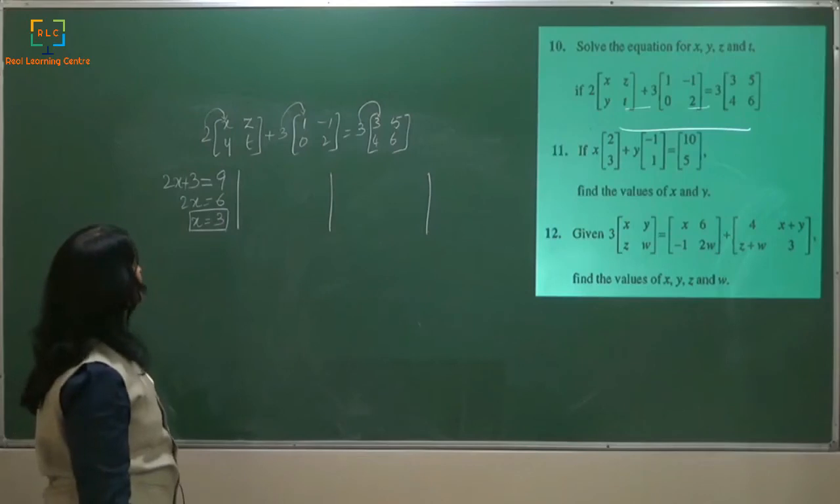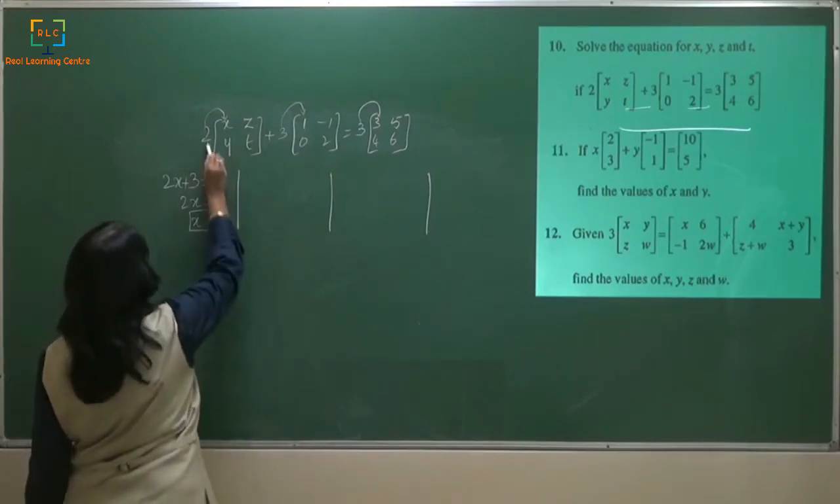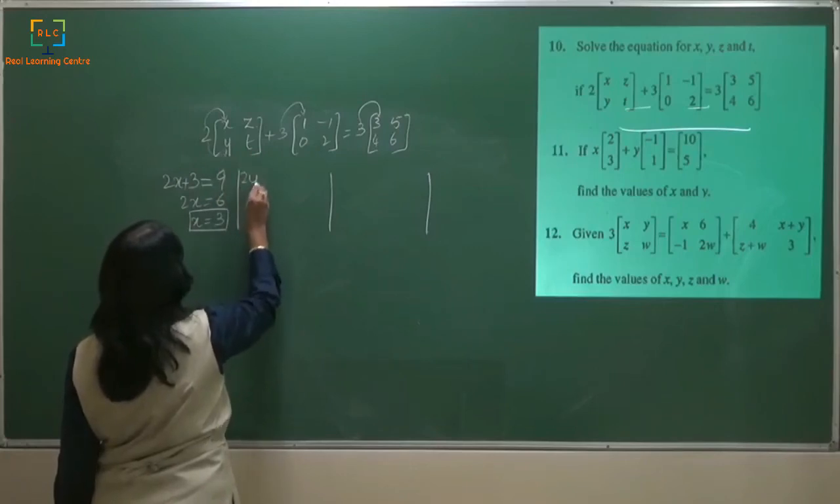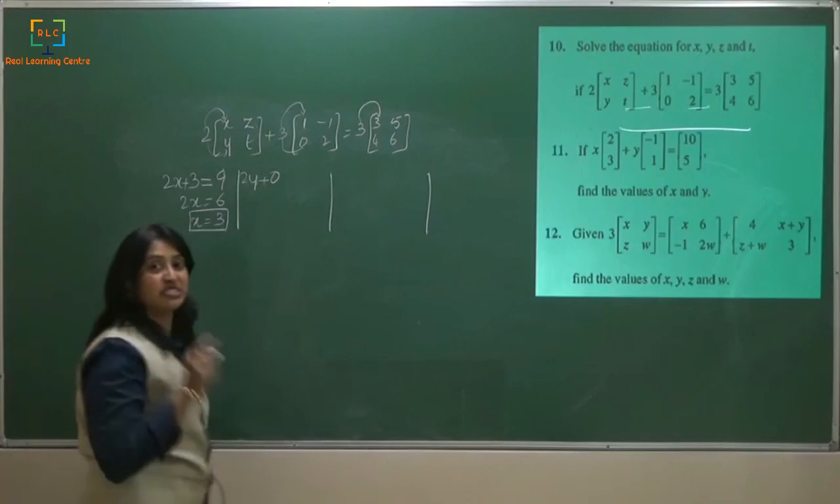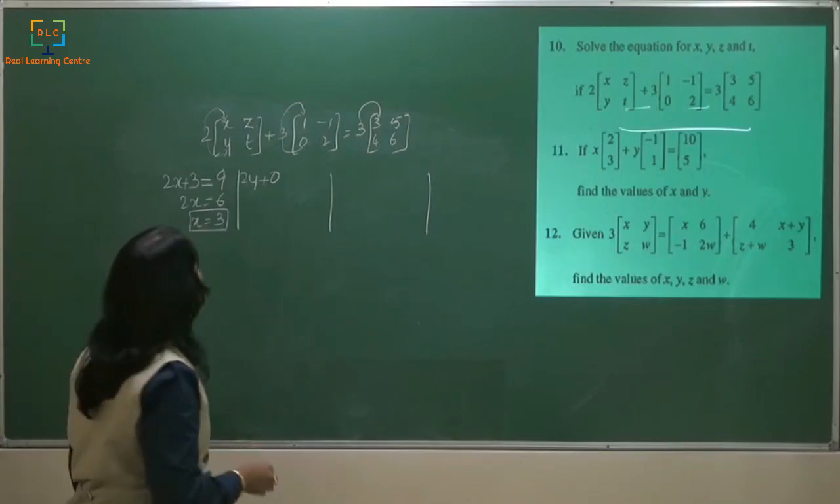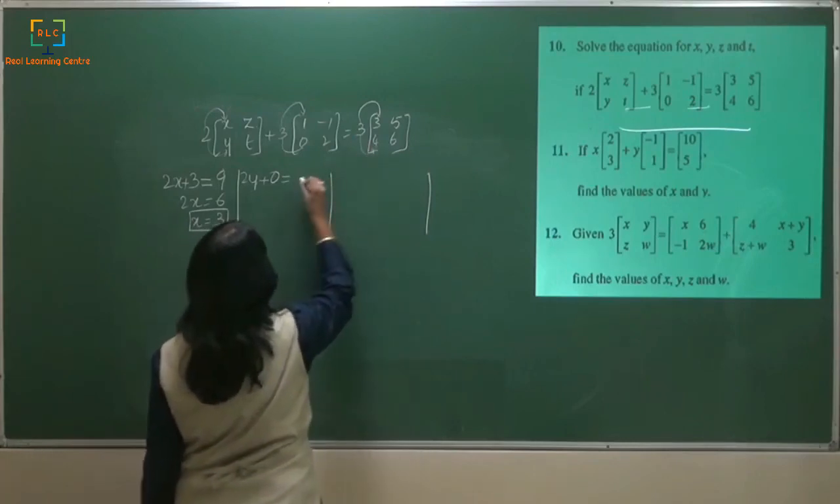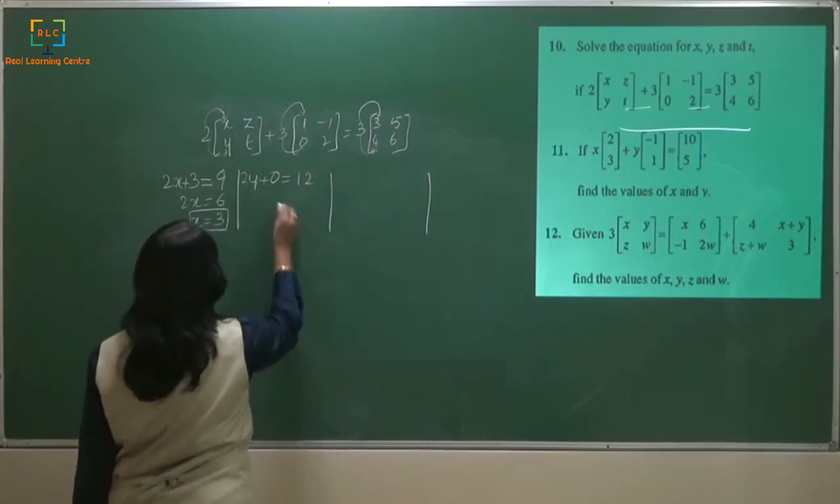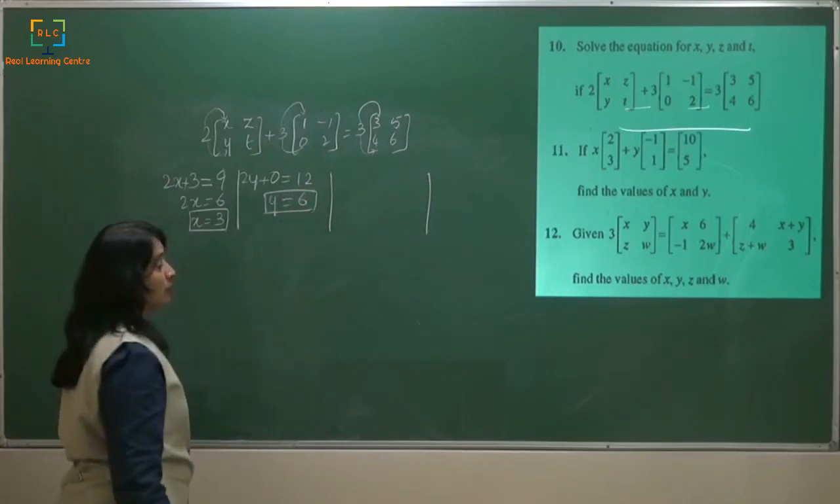So let's continue in the same fashion to find y, z and t. I'll go to y. 2y, so you have 2y plus 3 into 0 is 0. Even by chance you should not write it as 3. 3 into 0 is 0, is equal to 3 4s are 12. So y is equal to 6, 12 by 2. We got y as 6.